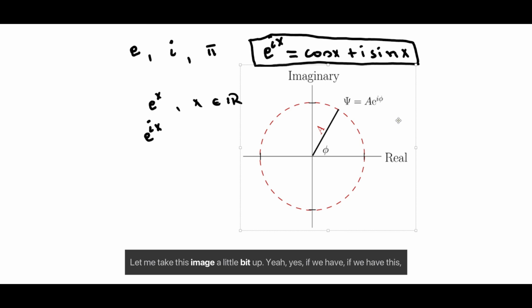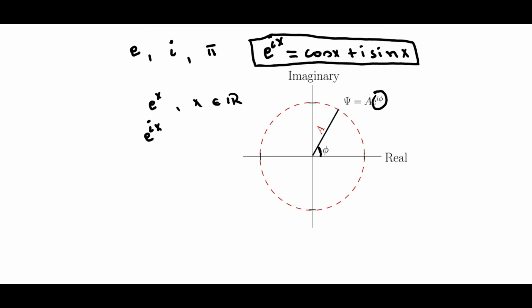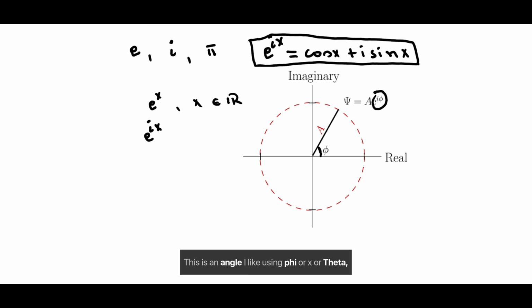If we have this, let's say e^(iφ), we are trying to rotate. We will be rotating because this φ we can vary. This is an angle. I like using φ or x or θ, whatever, but what we have to know is that this is an angle, and we can rotate in the complex plane, and this is the real axis, and this will be the imaginary axis.